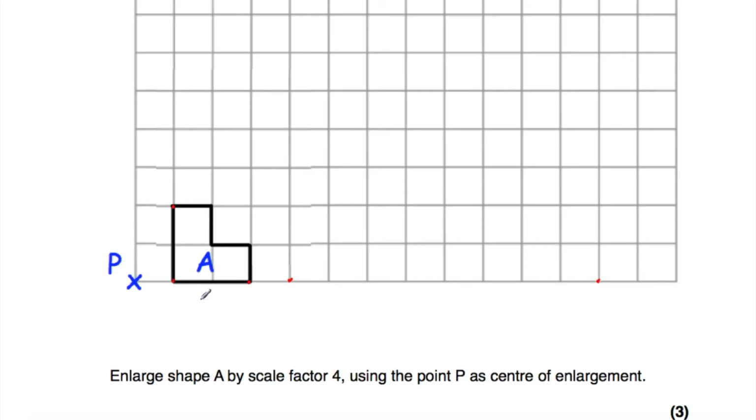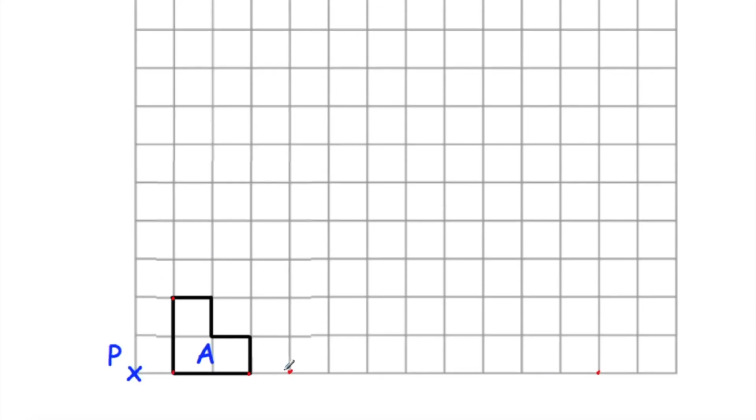So that'll be 4 to the right and 8 up. So 4 to the right would be 1, 2, 3, 4. And then 8 up would be 1, 2, 3, 4, 5, 6, 7, 8. So that would be there. So that point would move to there.